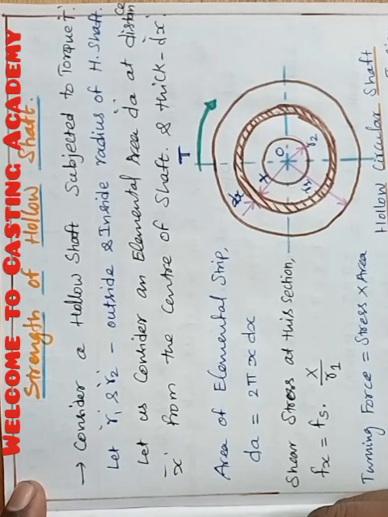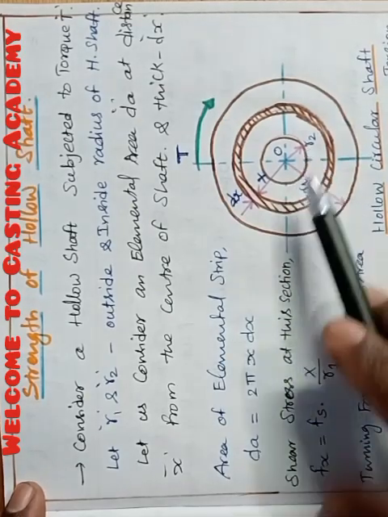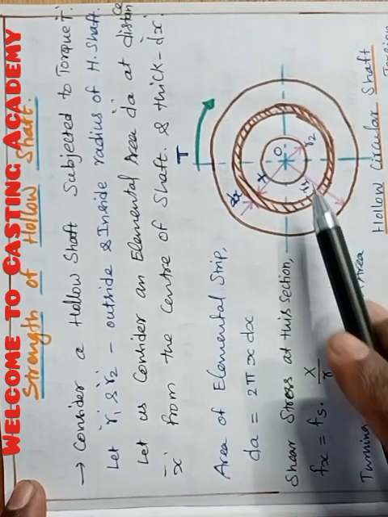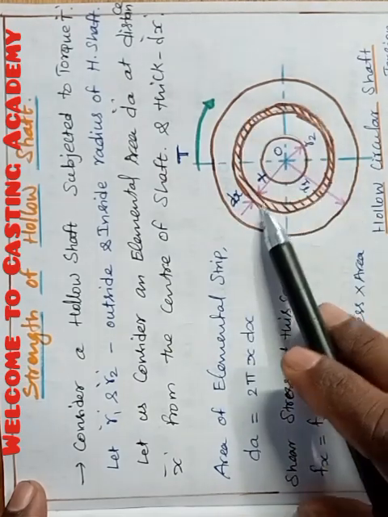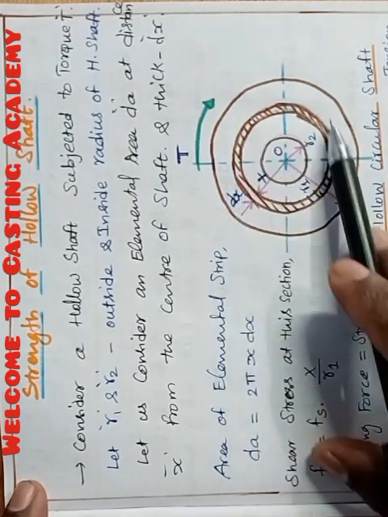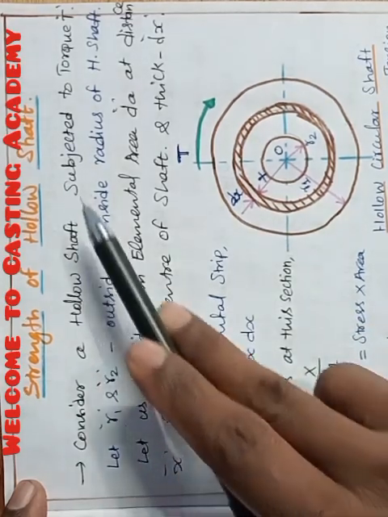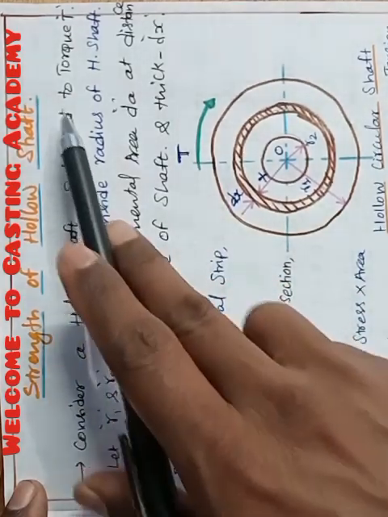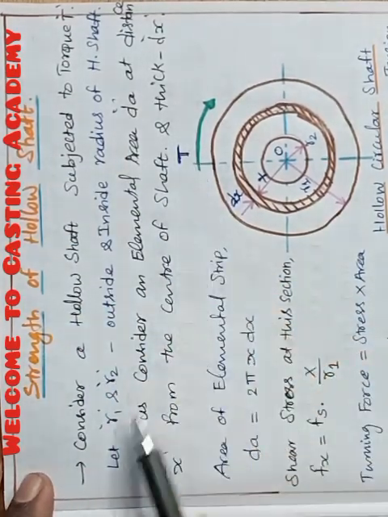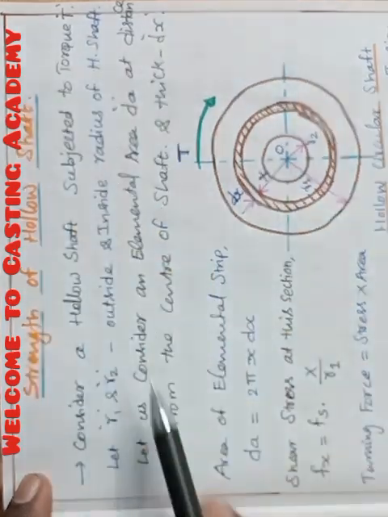Strength of hollow shaft. Consider a hollow shaft with inner radius R2 and outer radius R1. In this, we consider the sectional area, and we consider an elemental strip of thickness dx. So consider a hollow shaft subjected to torque T. Let R1 and R2 be the outside and inside radius of the hollow shaft.